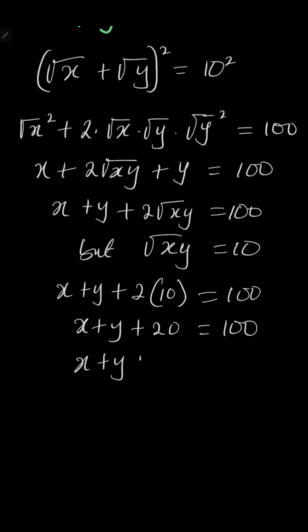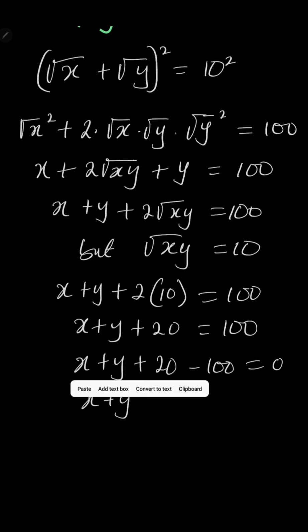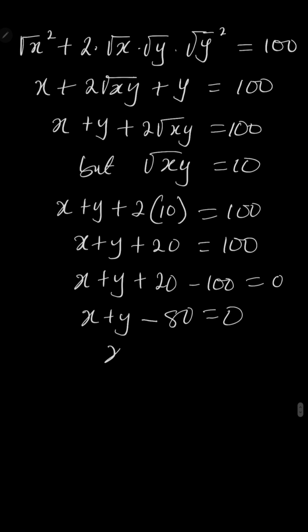So we have x plus y plus 2 times 10 is 20 is equal to 100. So x plus y plus 20 minus 100 is 0. So x plus y, 20 minus 100 will be minus 80, right? Minus 80 equal to 0. Or better still, let me just call this x plus y is equal to 80. So I'll just call it star.